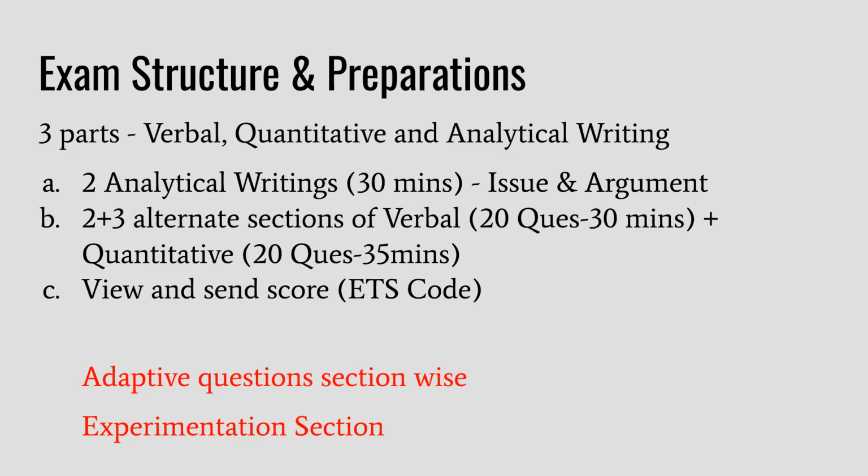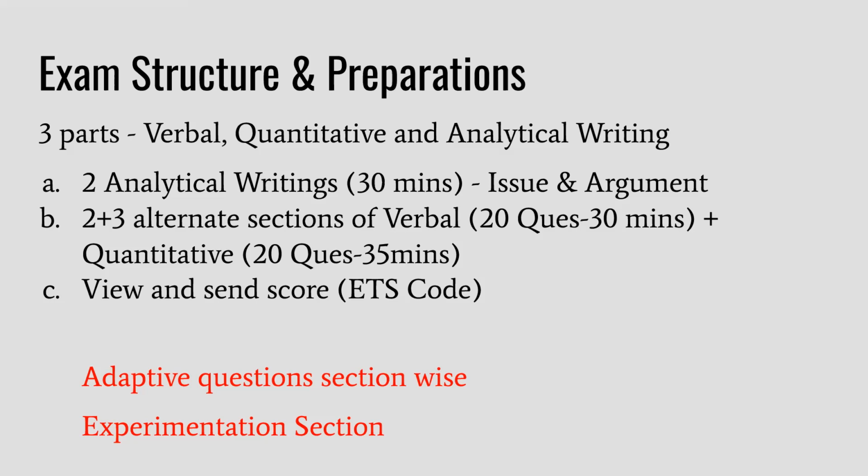Now it is important to understand that the verbal and quantitative sections are adaptive, so the questions you face will adapt to your previous section. If in the first section, a verbal section, you score very well and give more correct answers, say 15 or 16 correct out of 20, then in the next section, which will be quantitative, you will face tougher questions. But that doesn't mean that if you score low on the tougher questions, you will get a lower score. That is wrong. They are adaptive questions.